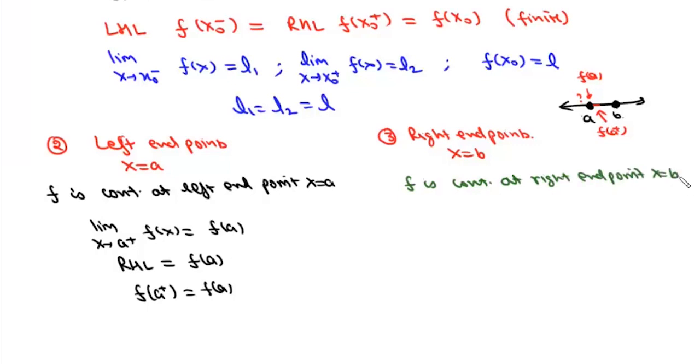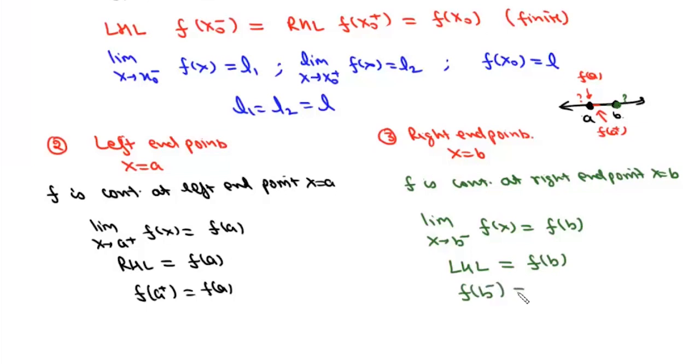say x equals b, in this case, nothing is known about its right hand limit. Its left hand limit, which is limit x tends to b negative f(x), must be equal to the function value at b. That is, the left hand limit must be equal to the function value, or f(b negative) must be equal to f(b). So this is how we find continuity of a function at the interior points as well as at the end points.